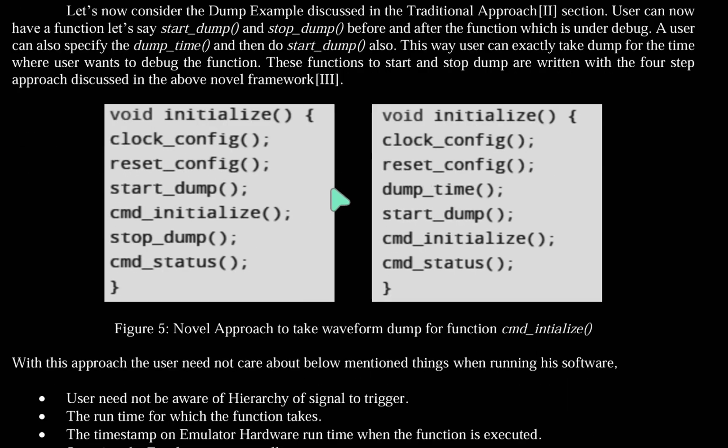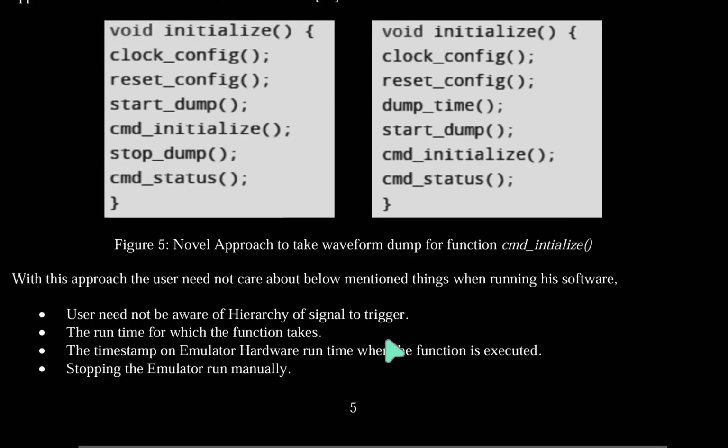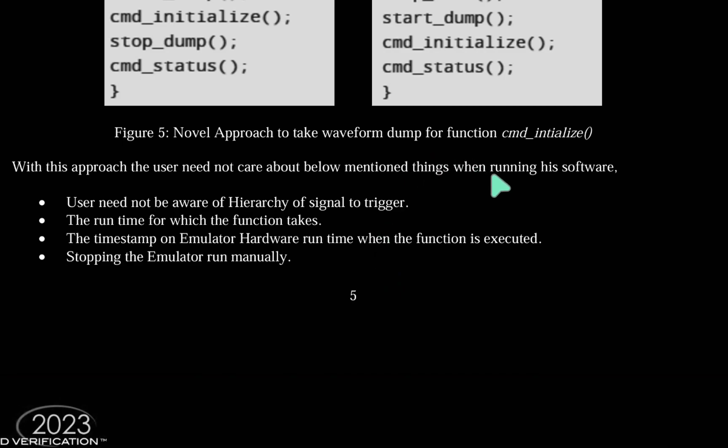Section 3. Figure 5. Novel approach takes waveform dump for function cmd_initialize. With this approach, the user need not care about below mentioned things when running his software. The user need not be aware of the hierarchy of signals to trigger the runtime for which the function takes. The time step on emulator hardware runtime when the function is executed.